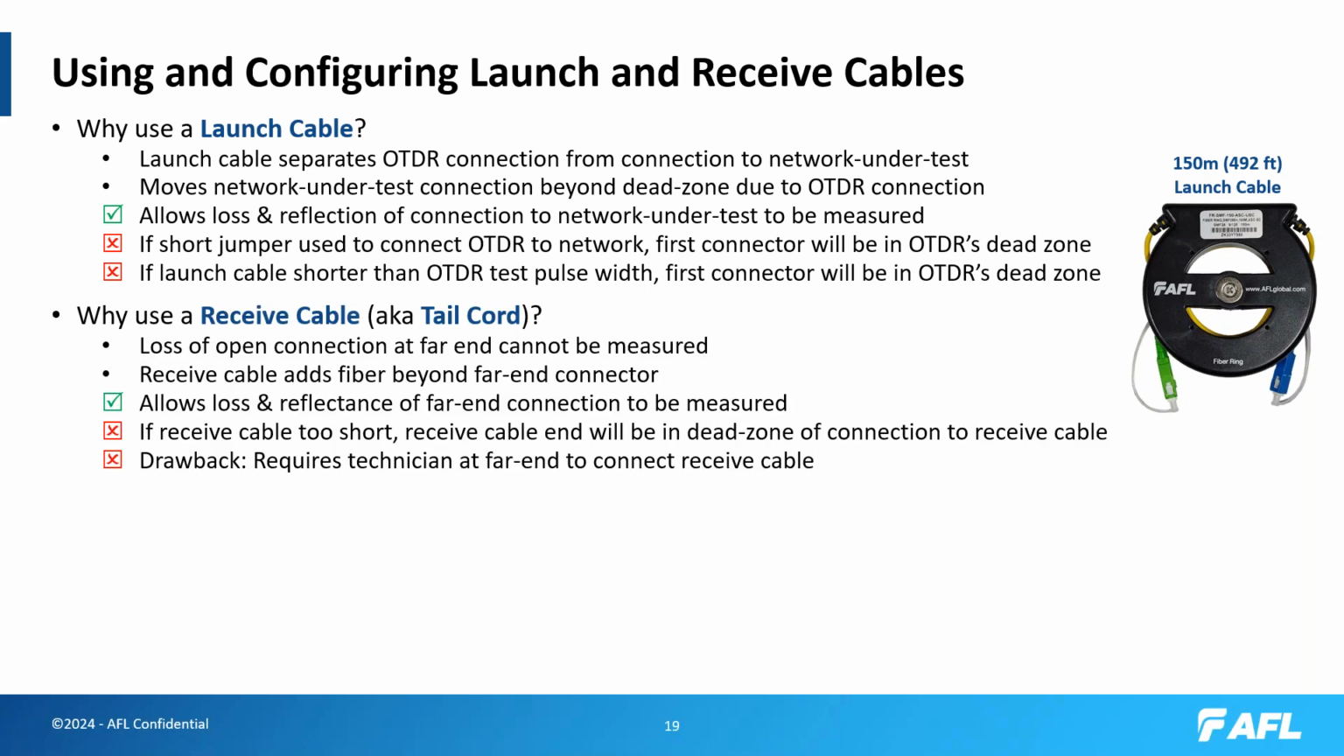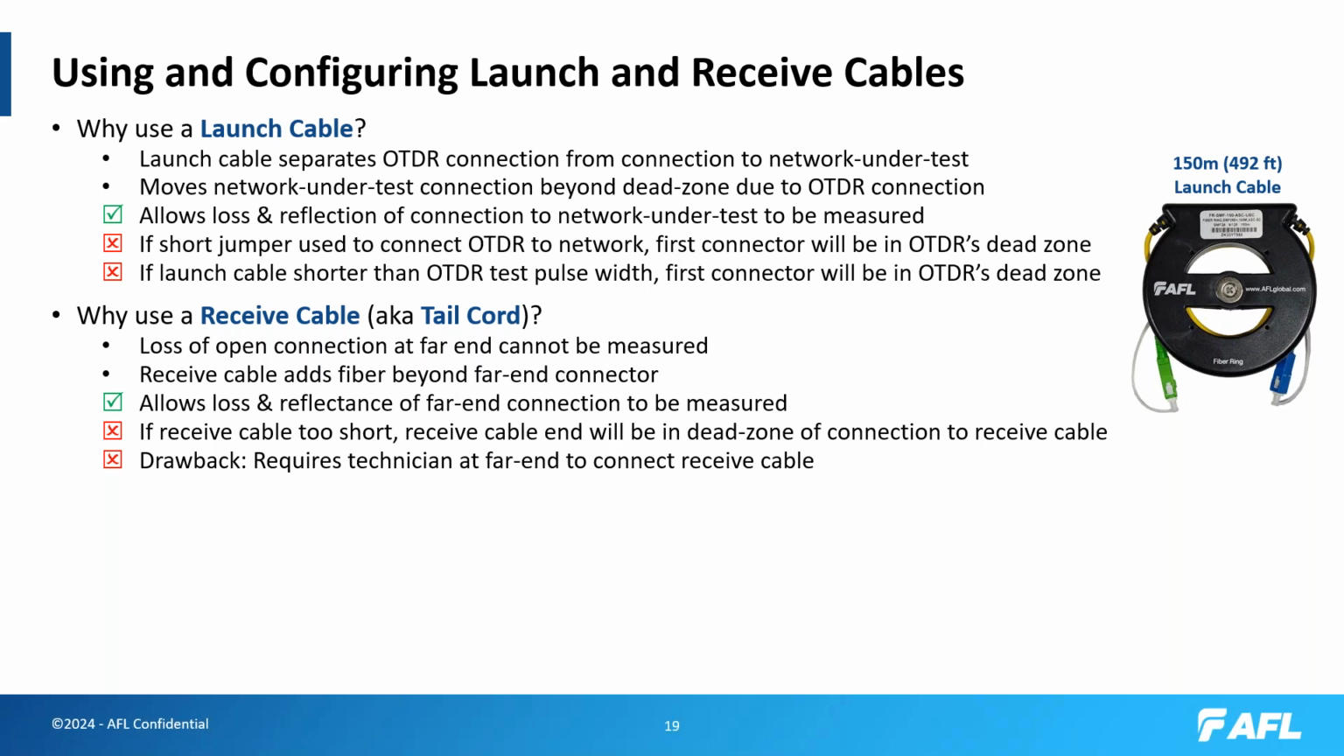So why use a receive cable or a tail cord? Oftentimes the user or customer may require the quality of the connection at the far end to be measured. And if you leave that connection open, you have no way of qualifying the loss across a mated connection because it's not mated, and if it's an open UPC connection, you'll get a 4% reflection off that, a minus 14 dB reflectance. That would appear to be a failing reflectance, it really doesn't give you a good indication of how good that connection is either.